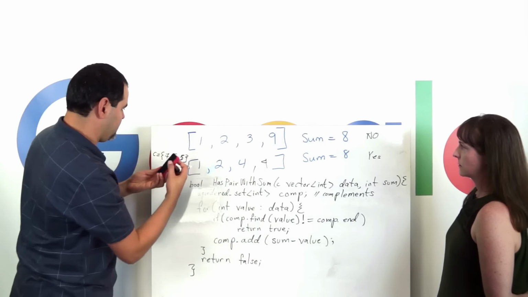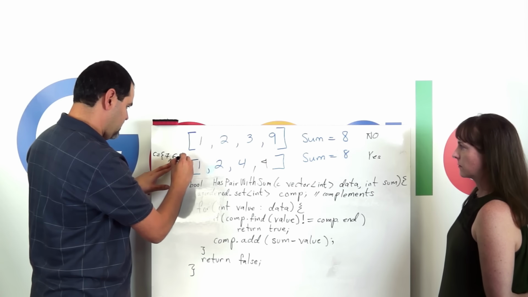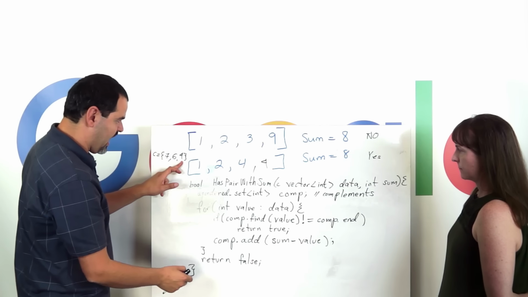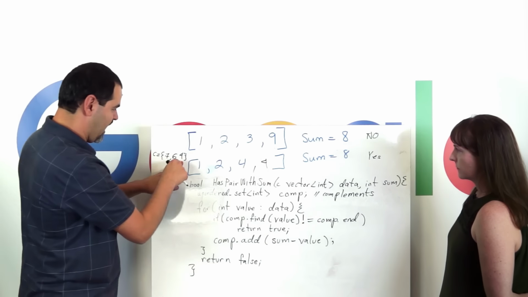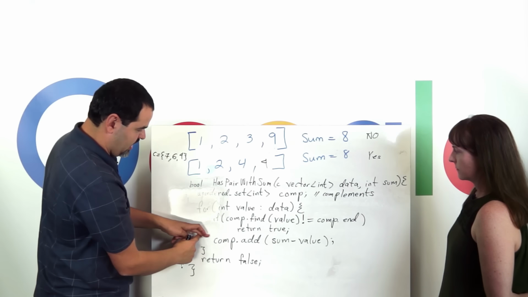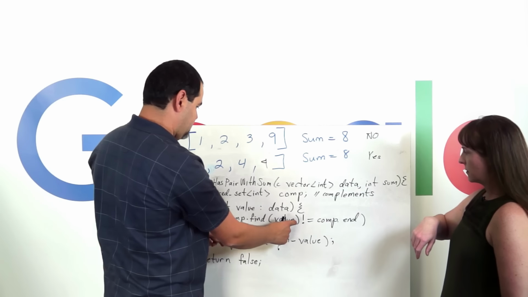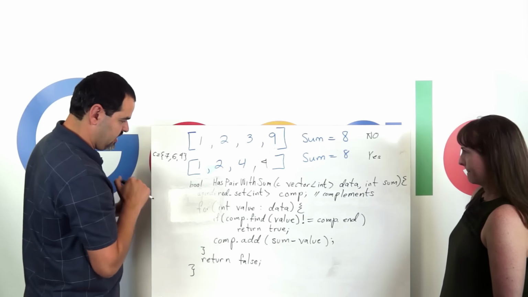Right. Now, what about the other one? The other case, I get a 4. I have not seen the complement of 4, so I put the 4 in, because 8 minus 4 is 4. And then, when I get to this one, I have found it, so I correctly return true. Value is equal to complement. So the value would be 4. I look here in my complements and I do find it, so I return true.